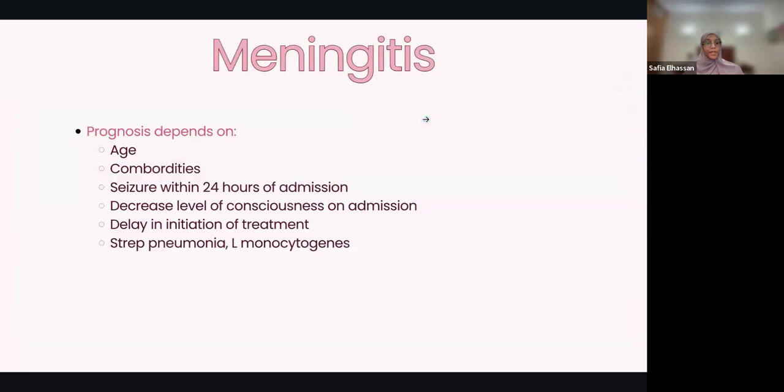As for the prognosis of meningitis, it depends on a few different factors. One of them is age. In younger patients, it would have a better prognosis. The presence of comorbidities: if you don't have comorbidities, you would have a better prognosis. Seizure within 24 hours of admission or a decreased level of consciousness on admission, so an altered mental status, and a delay in the initiation of treatment, and then specific organisms like strep pneumo and Listeria monocytogenes carry a worse prognosis.